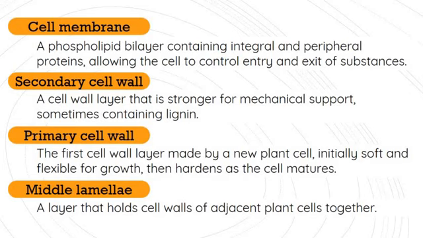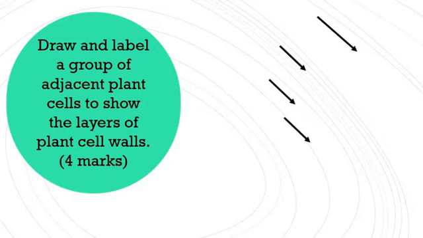So remembering the pictures that I've showed you and these definitions, what I would like you to do is draw and label a group of adjacent plant cells next door to each other to show all the different layers that we have on the outside of a plant cell. There are 4 things that you should have. Pause the video, give it a go.